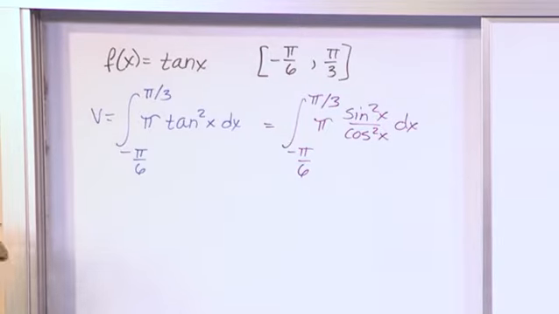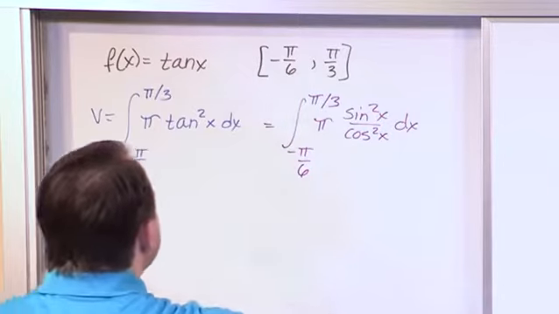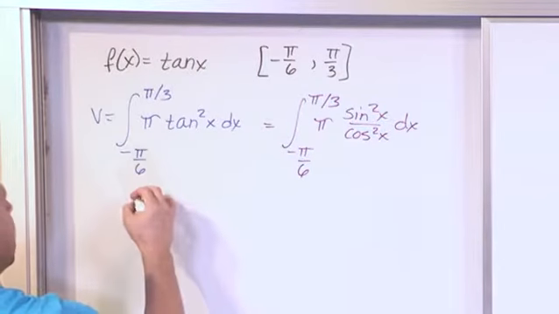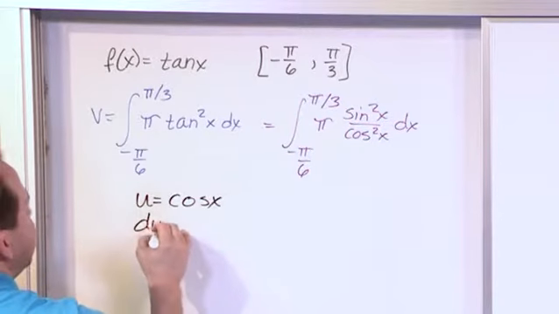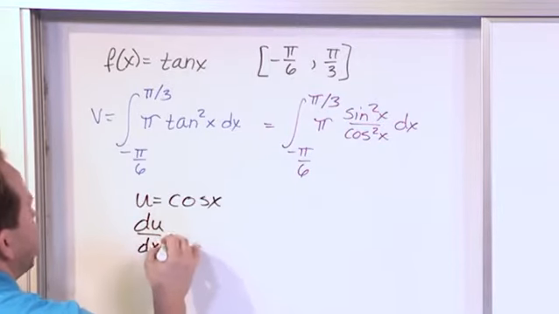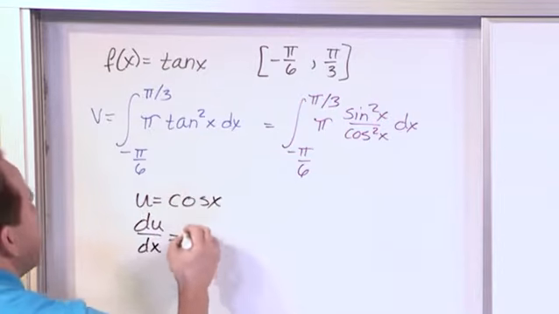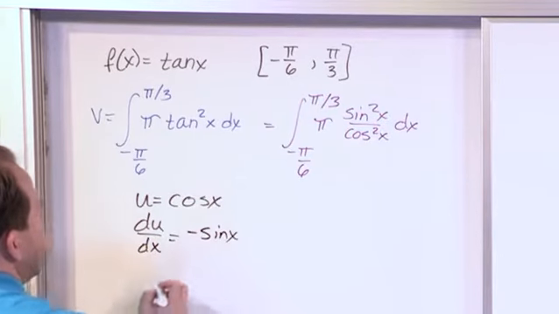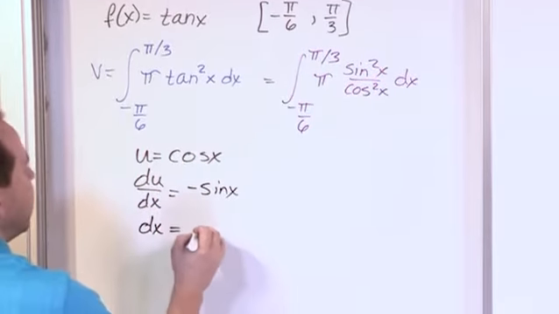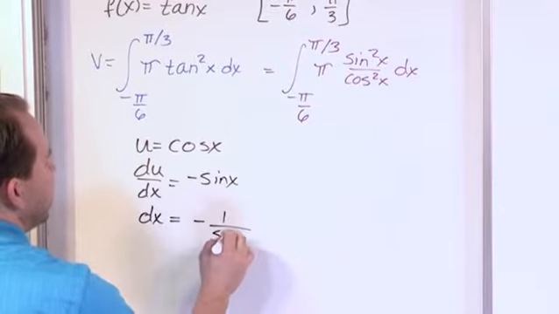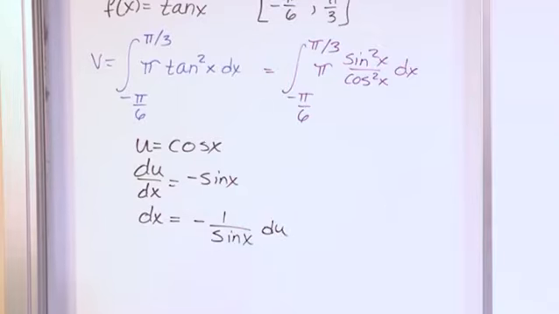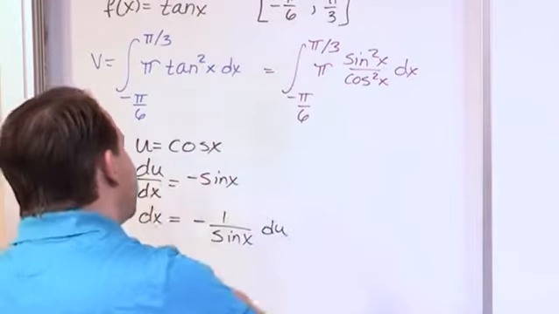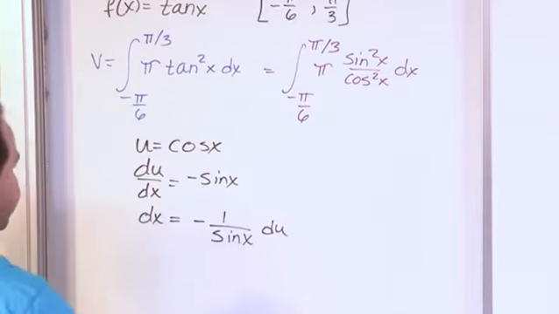And so I get excited because I know that I can probably make a substitution here: u is equal to cosine of x. And if I do that, du dx, the derivative of cosine, is negative sine of x. And I get excited here because now I know that the dx is going to be negative 1 over sine of x du. The reason I'm getting excited is because I have a sine on the top that I think I'm going to be able to cancel.